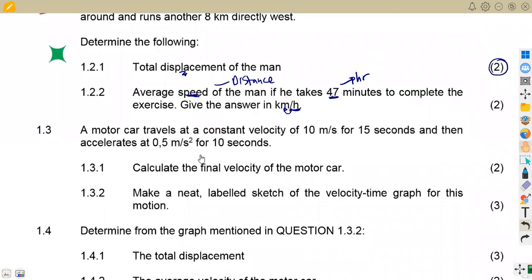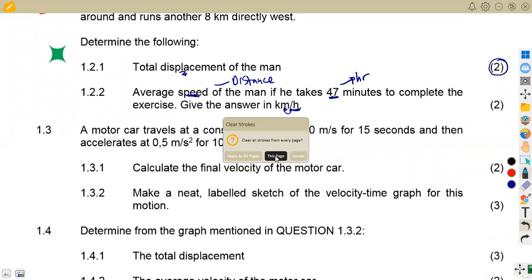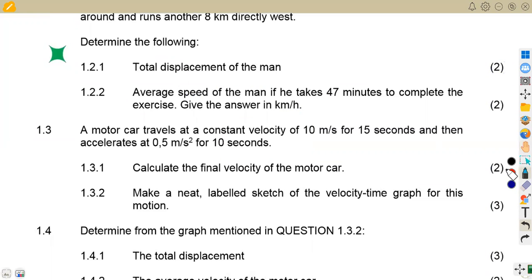Okay, 1.3, we are now given that a motor car travels at a constant velocity of 10 meters per second for 15 seconds and then accelerates at 0.5 meters per square second for 10 seconds. Calculate the final velocity of the motor car. All right. So in this case, guys, we are given a condition whereby we can list the information that we have.